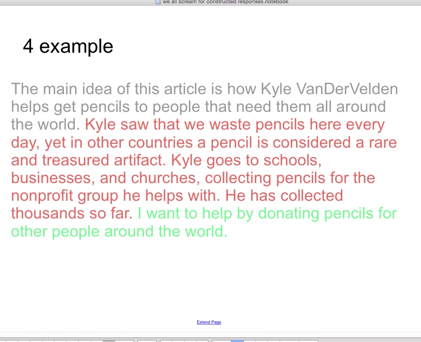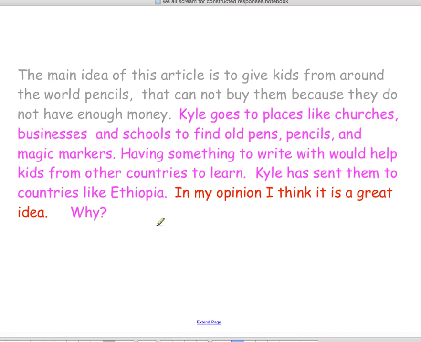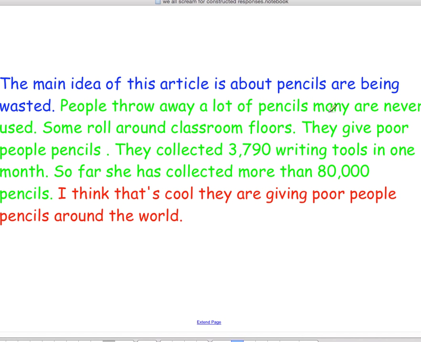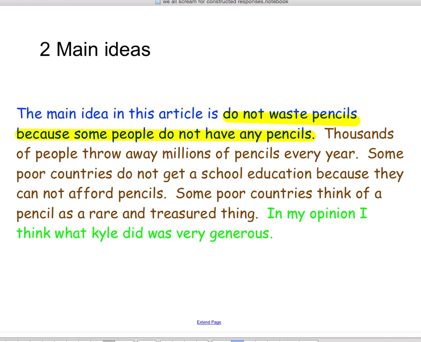Now if we go back to the one we looked at yesterday, for example, this person kind of brought it all together. They said the main idea of this article is how Kyle Vandervelden helps to get pencils to people that need them all around the world. So it's still helping people that need things, helping poor people, but it's also to not waste the pencils inside of that. This student here said is to give kids pencils around the world. Okay, do not waste pencils. Another one that I saw: pencils are being wasted. Is that a main idea of the article? Is that what it was mostly about? Sure. Yeah, definitely.